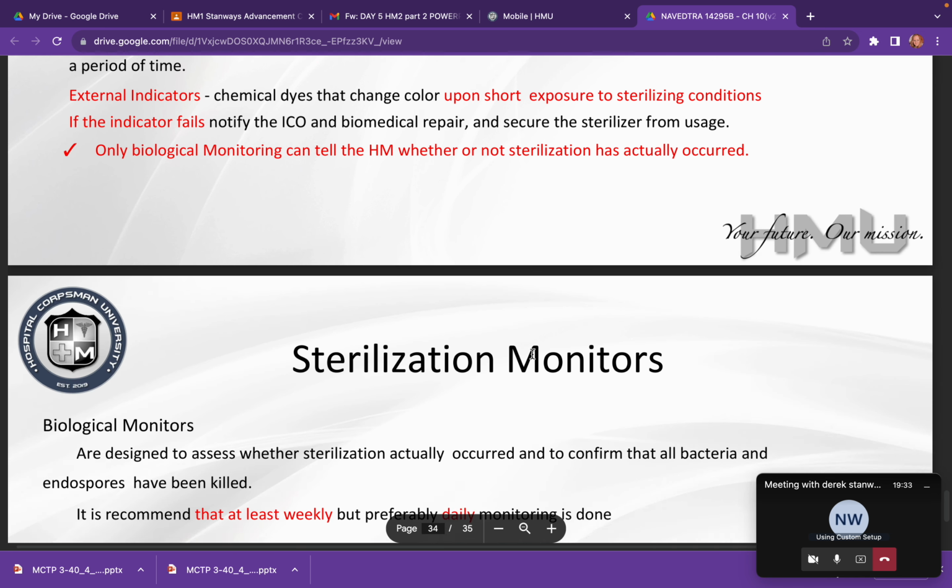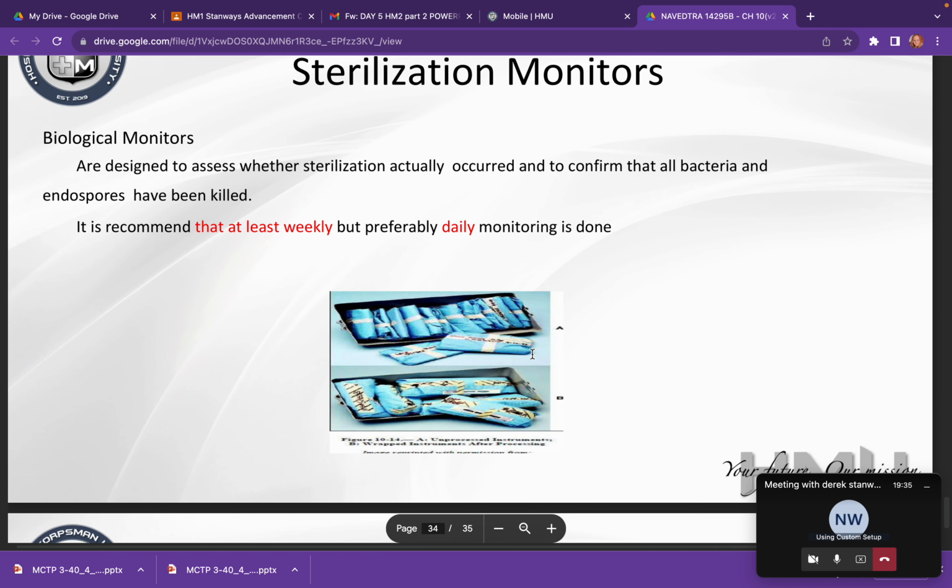Biological monitors are designed to assess whether sterilization actually occurred and to confirm that all bacteria and endospores have been killed. It is recommended that at least weekly but preferred daily monitoring is done. And it is done daily.